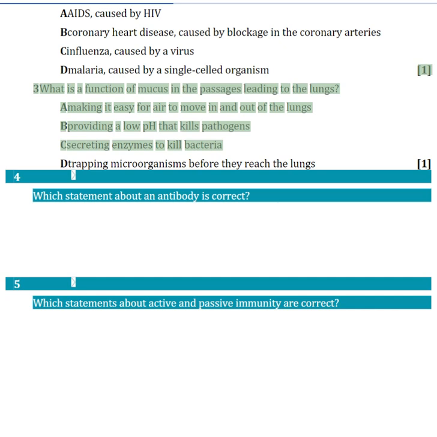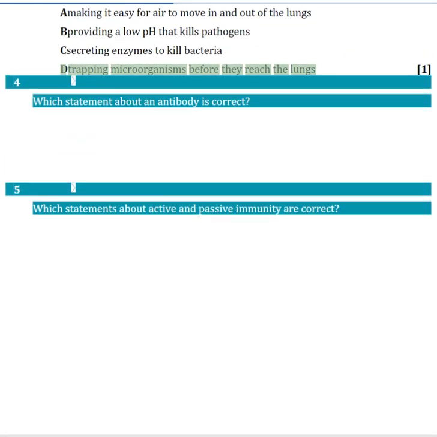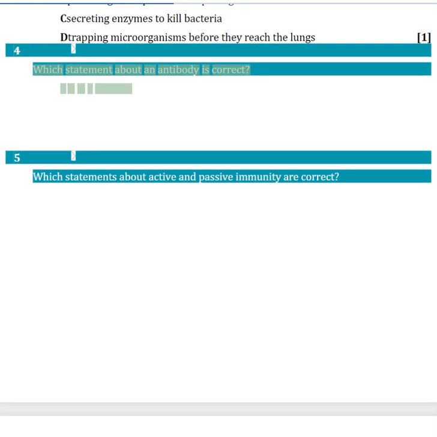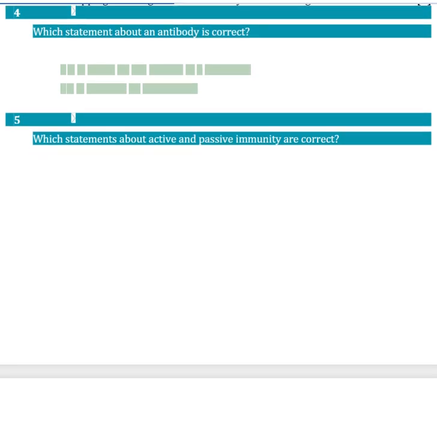3. What is a function of mucus in the passages leading to the lungs? A. Making it easy for air to move in and out of the lungs. B. Providing a low pH that kills pathogens. C. Secreting enzymes to kill bacteria. D. Trapping microorganisms before they reach the lungs. 4. Which statement about an antibody is correct? A. It is a protein. B. It is found on the surface of a pathogen. C. It is secreted by phagocytes. D. It is the same shape as a specific antigen.